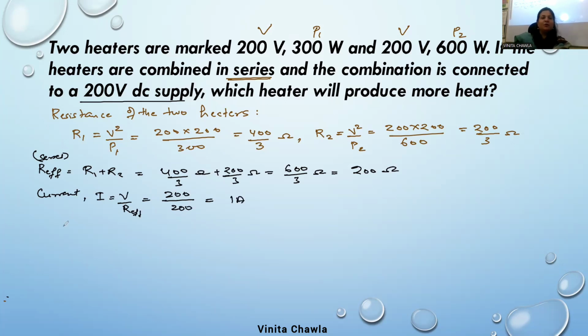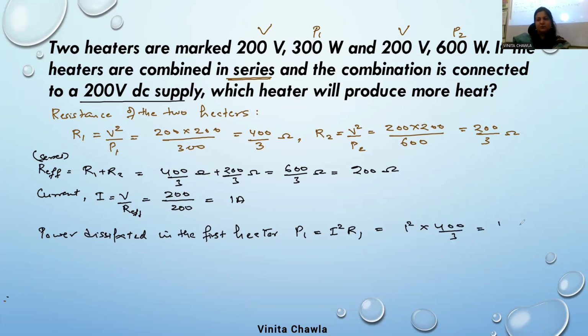Now let's find power dissipated in the first heater. In the first heater, it's P1 is equal to I square R1. Okay. Now put the values. This is 1 square. R1 is 400 by 3. 400 by 3 watt.